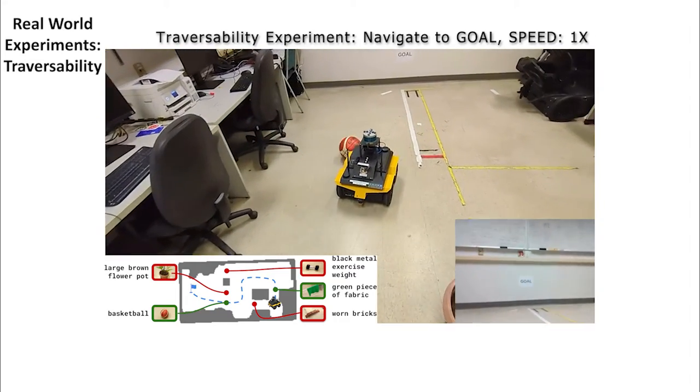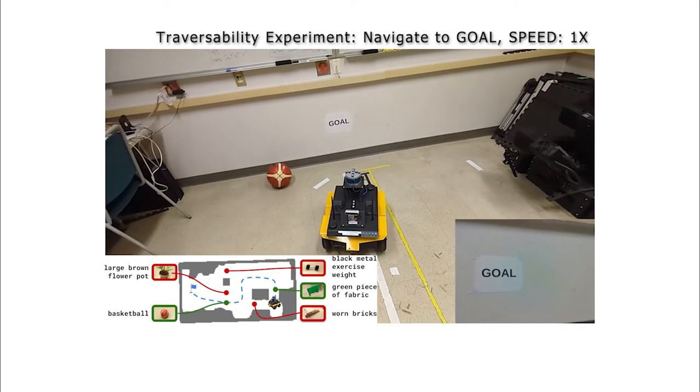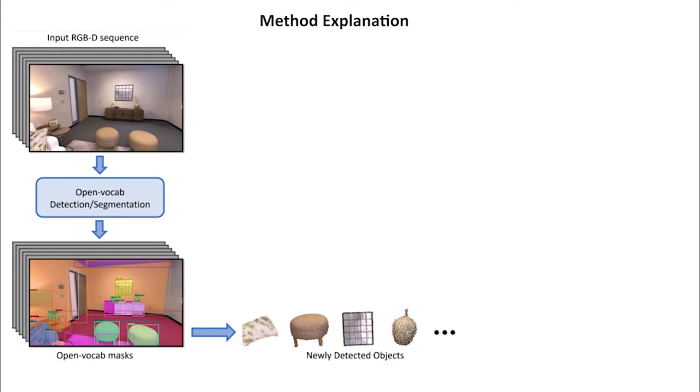To better understand how ConceptGraphs enables robots to perform such tasks, let's take a closer look at our method. ConceptGraphs takes as input a set of RGB plus depth images with poses. We use open vocabulary object detection and instance segmentation models to obtain 2D masks for the objects in those images. Using the depth information, we can now project these segments into 3D to get individual point clouds for each object.